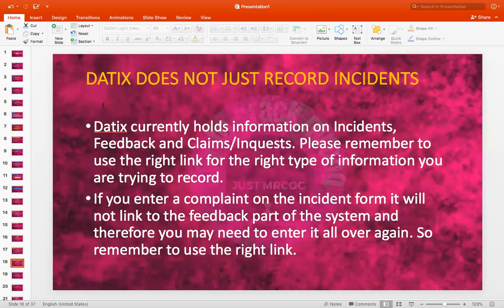Datix does not just record incidents. This is something very important because it holds the information of incidents, feedback, claims, and requests. So do not take it as just for the sake of recording an incident. If you enter a complaint on the incident form, it will not link to the feedback part of the system. Therefore, you may need to enter it all over again. What does it mean? It means that feedback is not given in Datix form 1. That is given in Datix form 2.